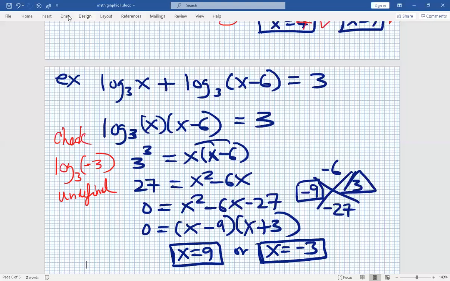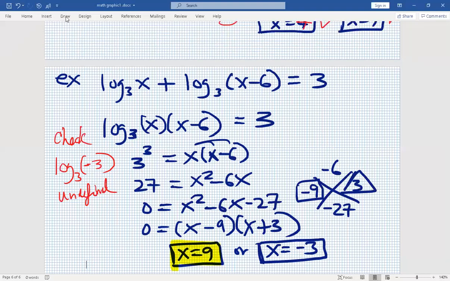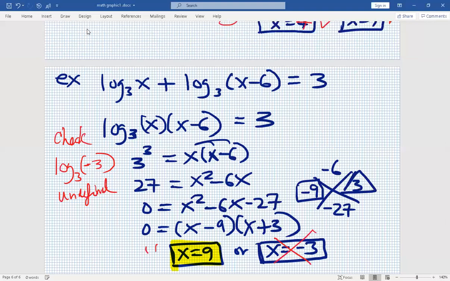So the only answer for this one, we need a little drum roll, is this one. Remember, that's the only one. The other one does not work. So this is the only answer, and you have to check your answer to get that right, okay?